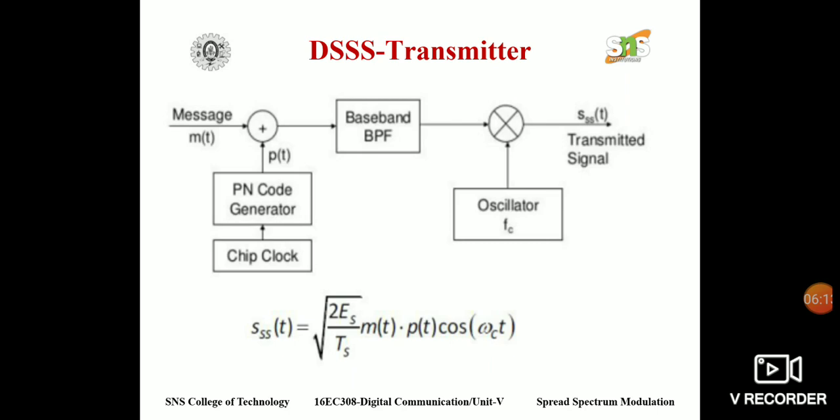a spread spectrum signal. Since it uses the direct sequence of signal, it is called a direct sequence spread spectrum signal, obtained at the output side, represented as SS of T. Here the output is mathematically represented as SS of T equal to root of 2 ES by TS, M of T into P of T, cos omega CT.